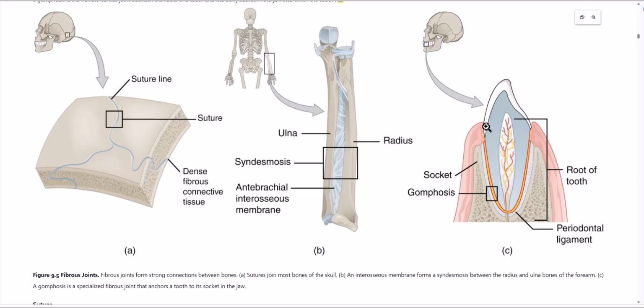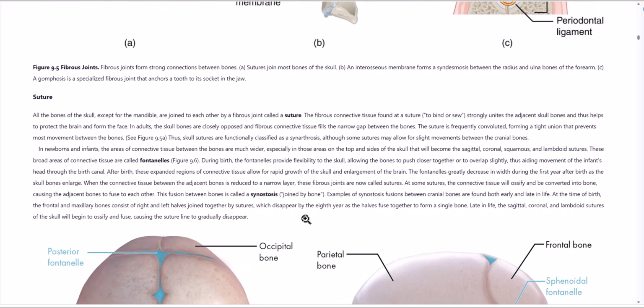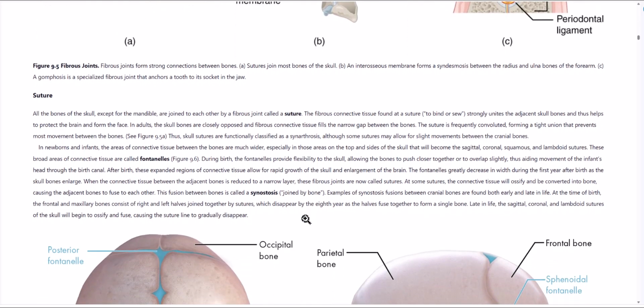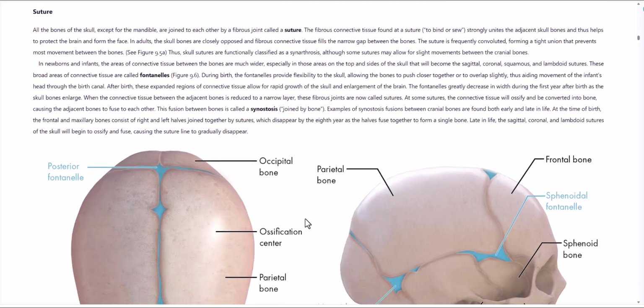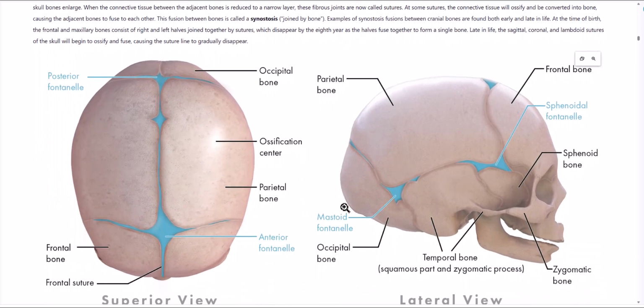If you have a healthy dentition, your teeth are not wiggling. They have little to no movement. So gomphoses, the syndesmosis between some of our long bones, and the sutures are all great examples of fibrous joints. And you can read about those and see more of those classifications here.